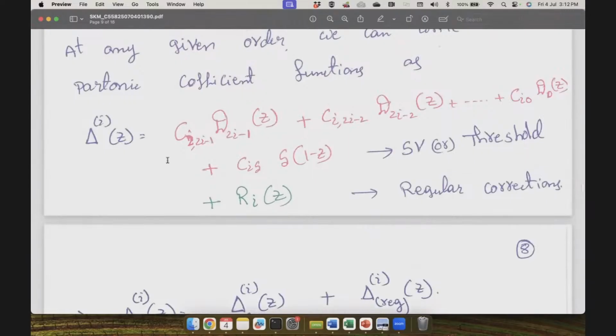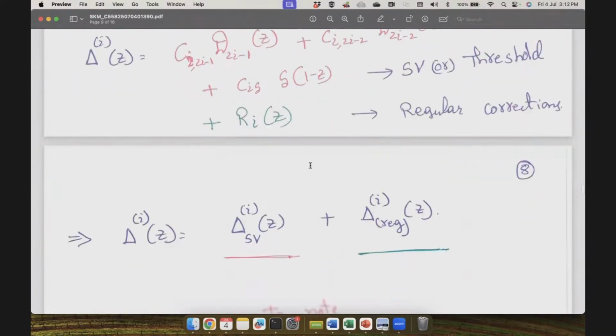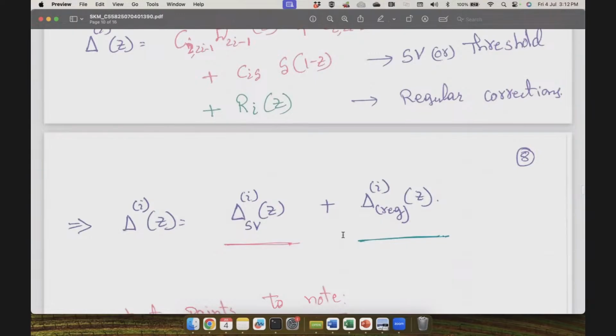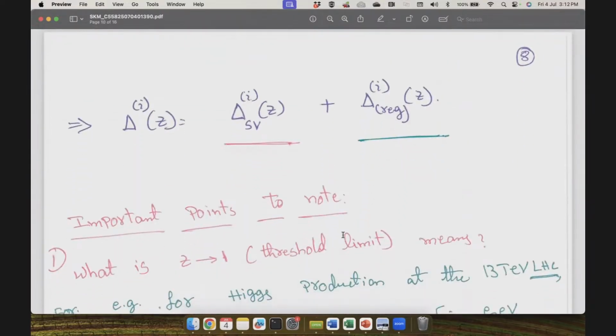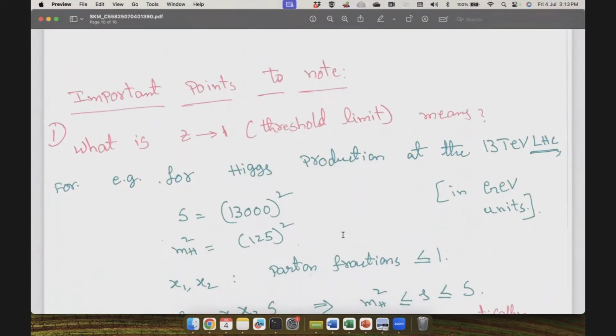These are the soft virtual corrections that I have talked about. And any other thing, Ri, this is what I call the regular contributions. So this is the broad structure of the perturbative coefficient functions. Now here comes the very important point, and once you understand, maybe we can break for today.